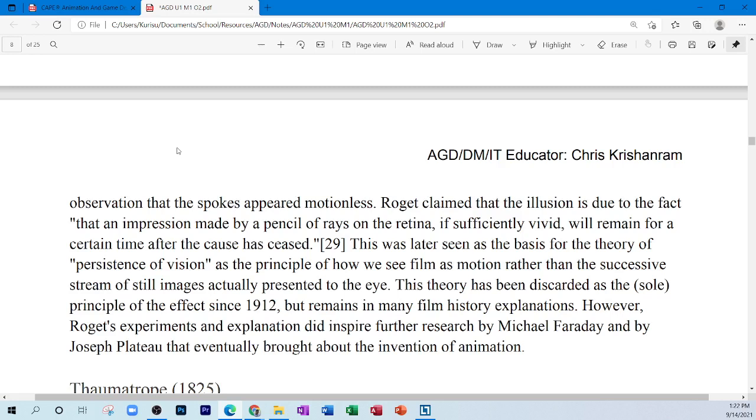29. This was later seen as the basis for the theory of persistence of vision, as a principle of how we see film as motion rather than the successive stream of still images actually presented to the eye. The theory has been discarded as the sole principle of the effect since 1912, but remains in many film history explanations. However, Roget's experiment and explanation did inspire further research by Michael Faraday and by Joseph Plateau that eventually brought about the invention of animation.